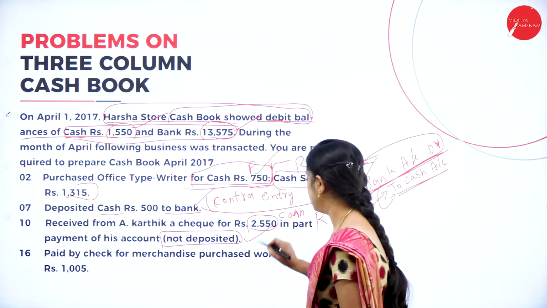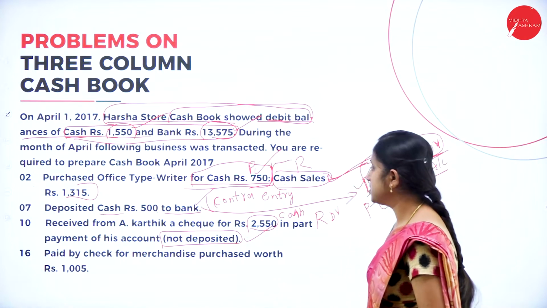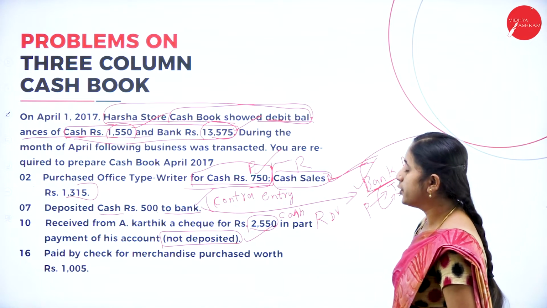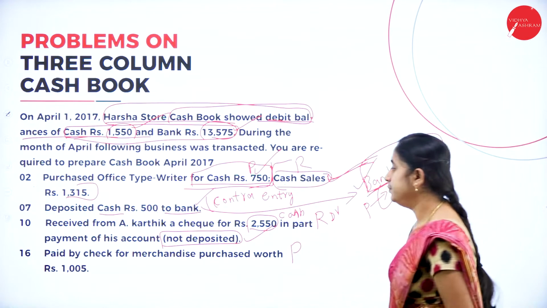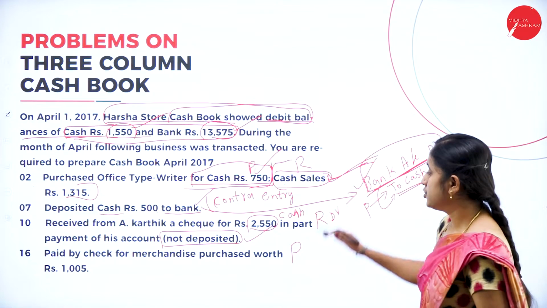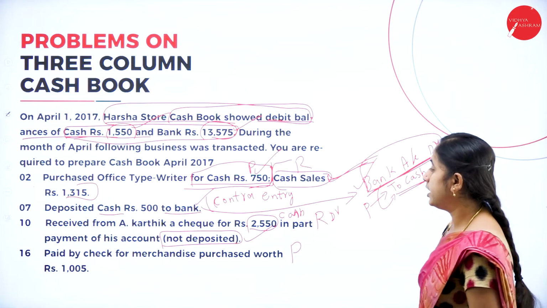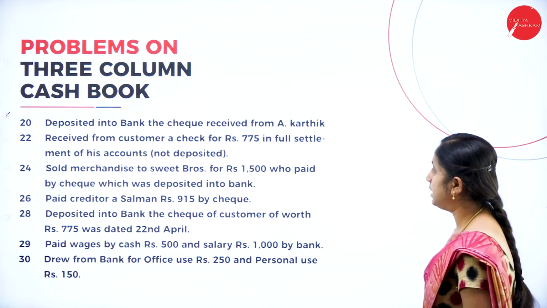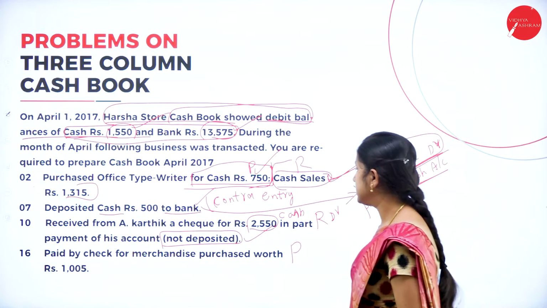This is over. Next, paid by check for the merchandise purchase worth rupees 1,005. That means payment, so write on the payment side. You are paying through check, so your bank amount will reduce. In the bank column, write 1,005 rupees. Paid by check. Date is 16.